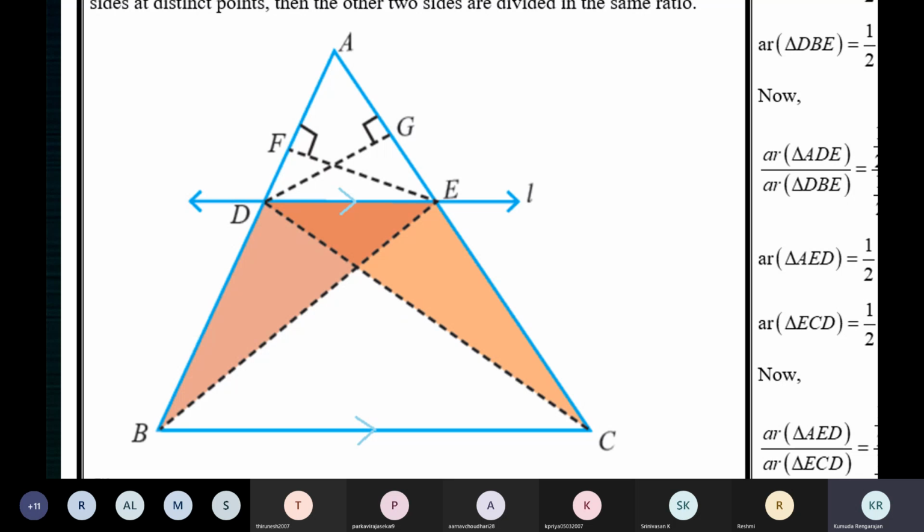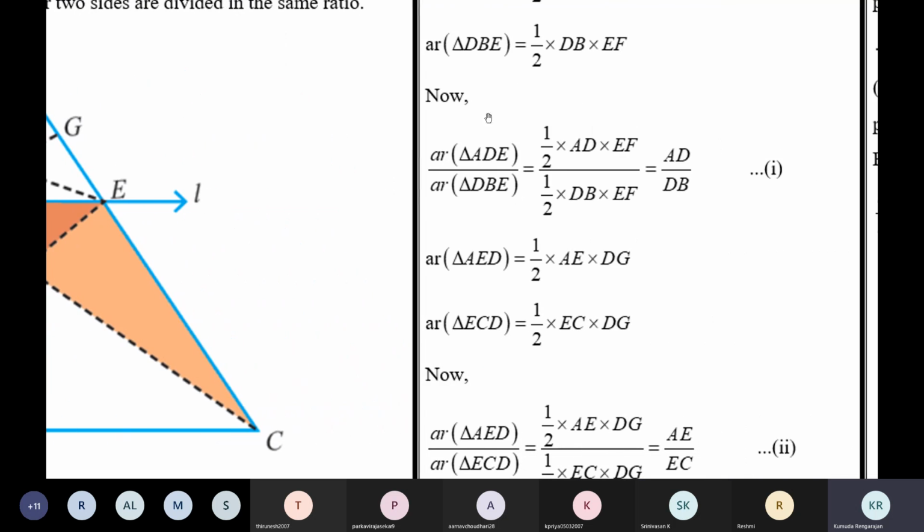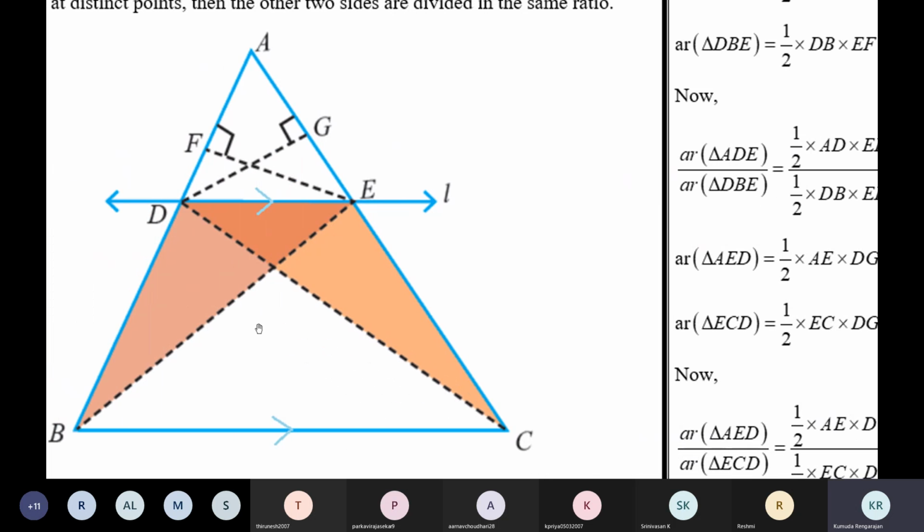So when you find the areas of these two triangles and find the ratio, you will get AD by DB in one case and AE by EC in the other case. You know that the numerators are the same, ADE or AED. The numerator triangles are the same. The denominator triangles are different, but they have the same area. You can see it shaded here.